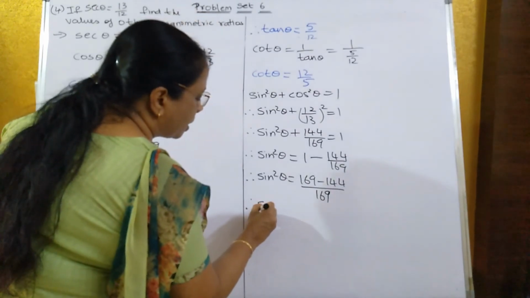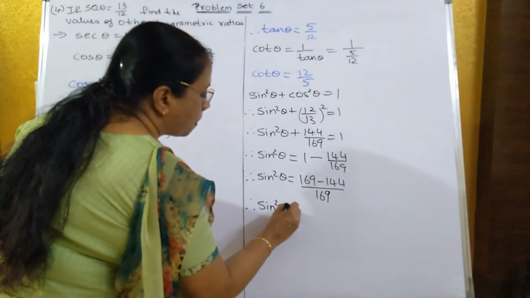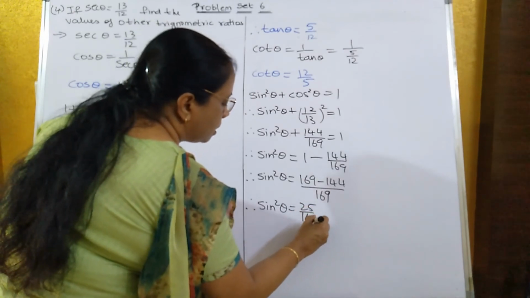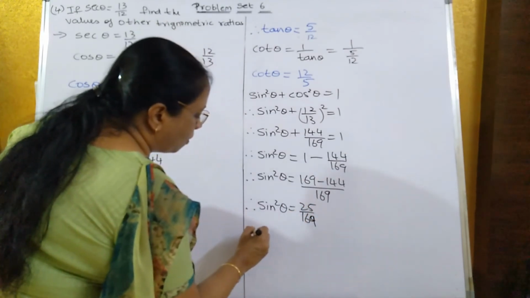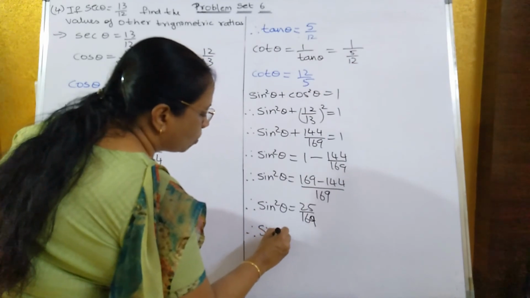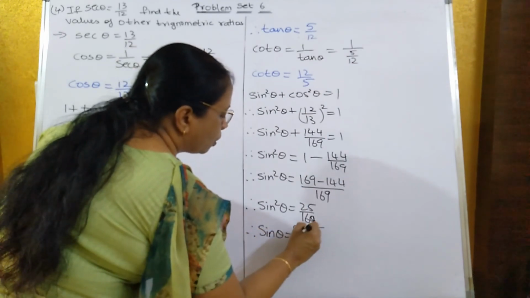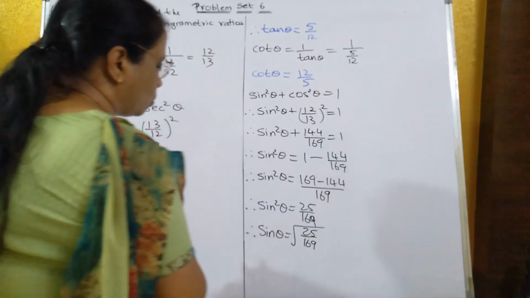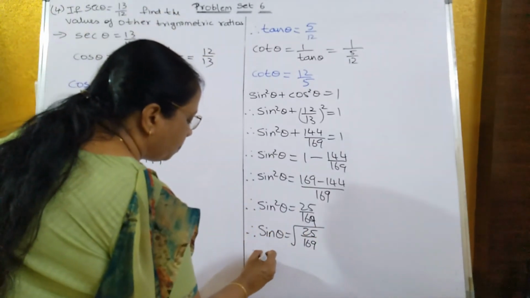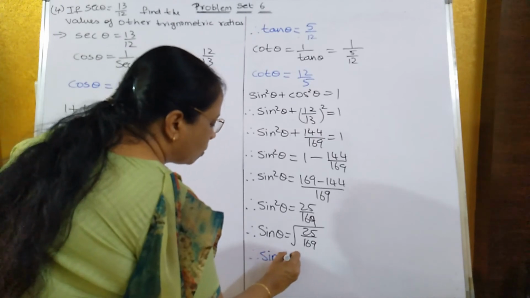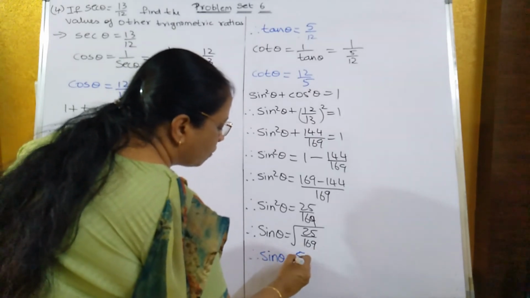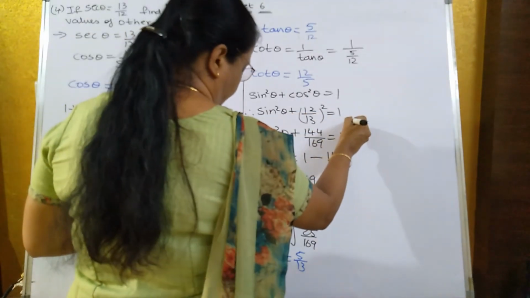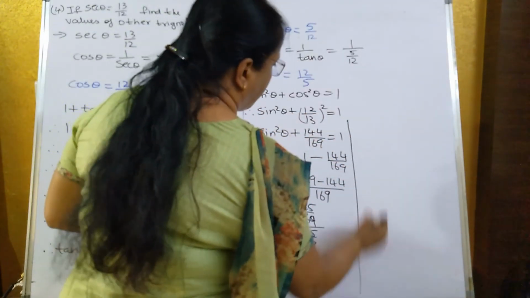Therefore sin square theta is equal to what? 25 upon 169. Therefore sin theta is equal to root of 25 upon 169. So what is root of 25? 5. Therefore sin theta is equal to 5, and root of 169 is 13. So sin theta is 5 upon 13.